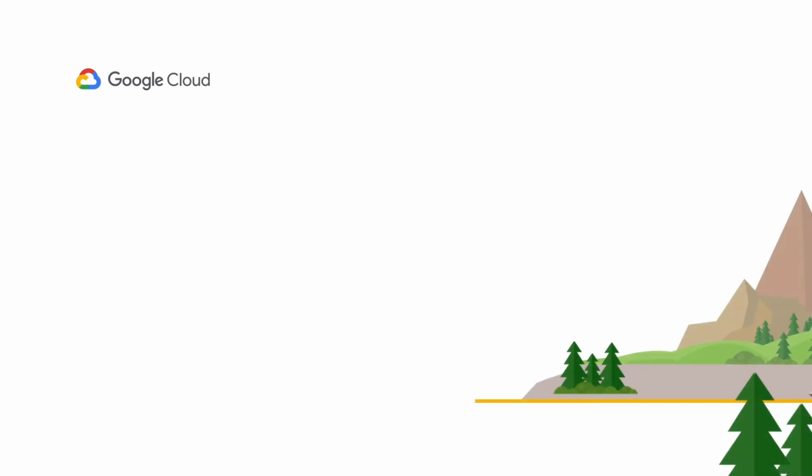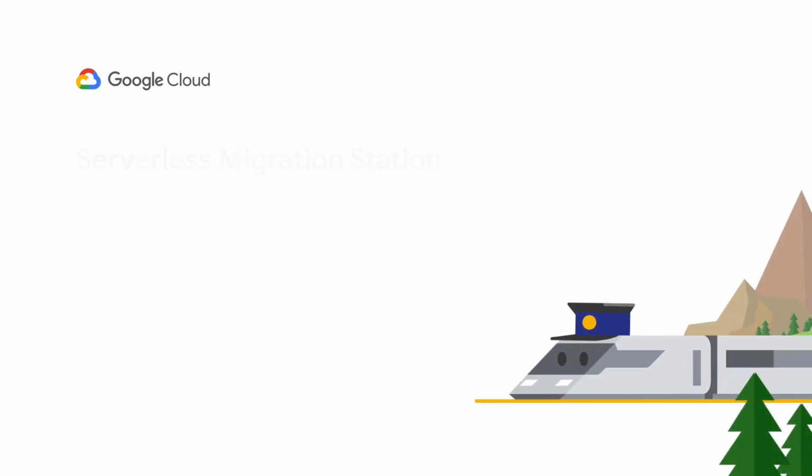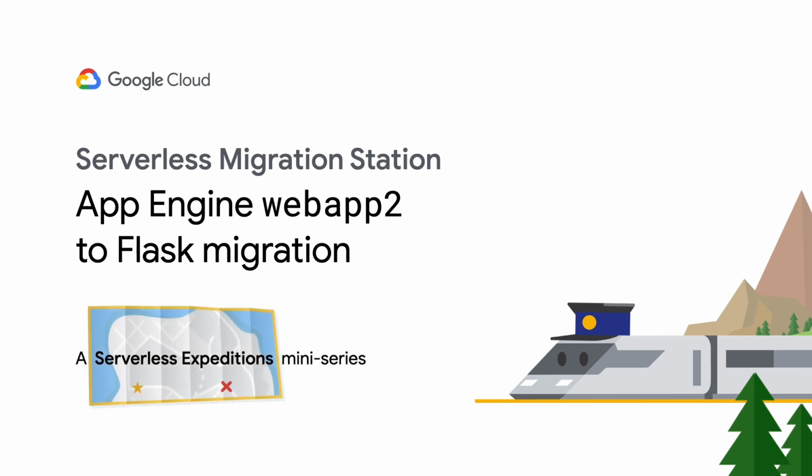Welcome back to Serverless Migration Station, where we show Google Cloud users one specific migration they can take to modernize their apps. This is the video for Module 1, focusing on helping App Engine users switch from webapp2 to Flask, a popular web framework in the Python community. Doing so opens the door to additional modernization techniques.